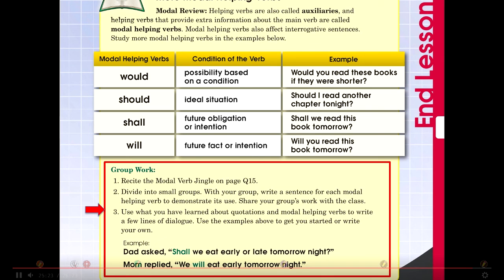Third, use what you have learned about quotations and modal helping verbs to write a few lines of dialogue. Use the examples above to get you started or write your own. For example, Dad asked, "Shall we eat early or late tomorrow night?" Mom replied, "We will eat early tomorrow night." You'll need to use your own sheet of paper to complete this activity. After you finish the activity, make sure you complete the journal writing activity on the next slide.